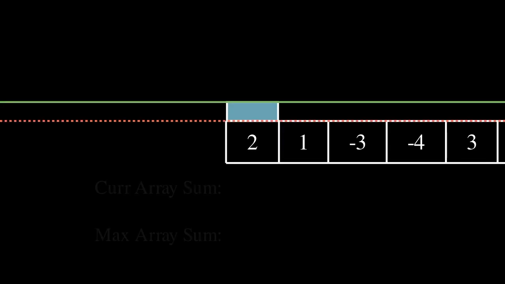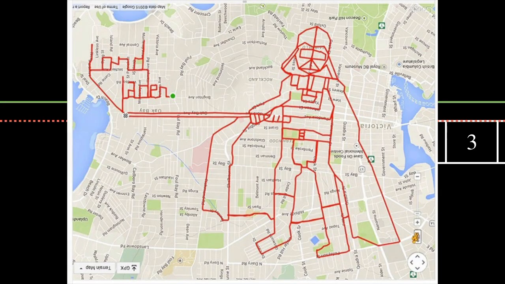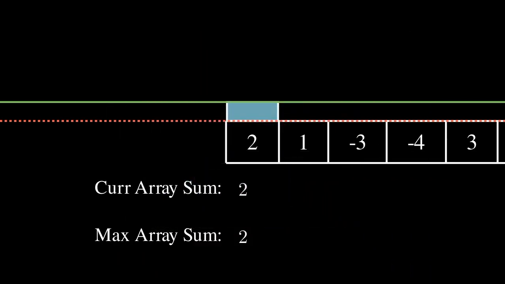So I start climbing, and at the end of each climb, I have a choice. Either I can record this hike and add it to my Strava, Garmin, Fitbit social media thing, aka my current array sum, or I can reset and start fresh from zero. Keep in mind, my overall objective is to find the highest elevation gained in a row.